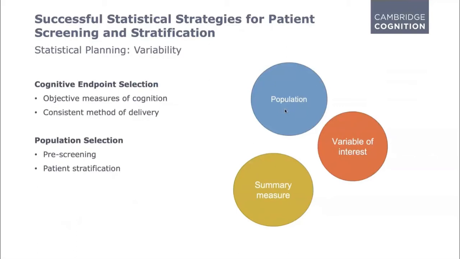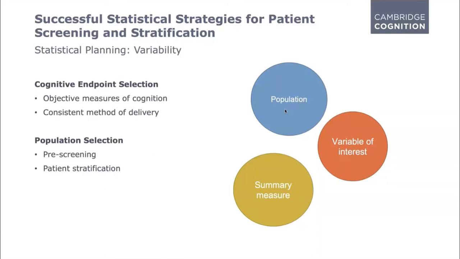So thinking about that reduction or minimisation of variance within your study, there are two particular themes on this front, and that is understanding the variability in your population and also taking a considered approach to endpoint selection.